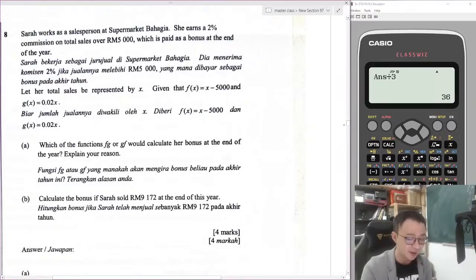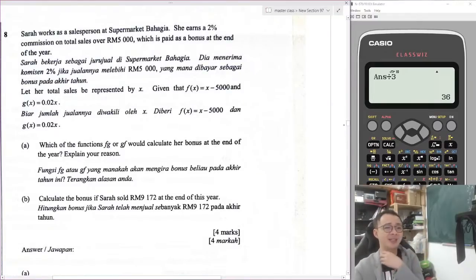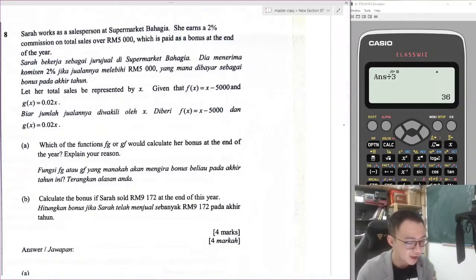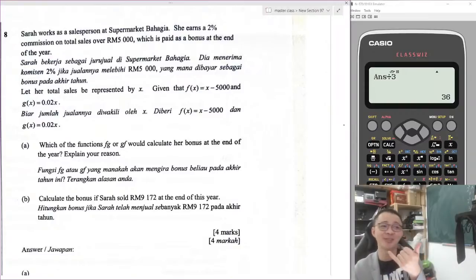Next one. Okay, this question came out before, last year, from one of the state papers. I can't remember, but definitely it is one of the state papers. Okay, so Sarah worked as a salesperson in the supermarket Bahagia. She earned about 2% commission on the total sales over 5,000. Basically, when she got 5,000, she didn't have any commission. But if she got 5,100, then the 100 has 2% commission, which is about 2 ringgit. If you earn 6,000, then the 5,000 doesn't have commission, right? But the extra 1,000, you have commission of 2%, which is 20 ringgit, and so on. Alright, so you get the idea.